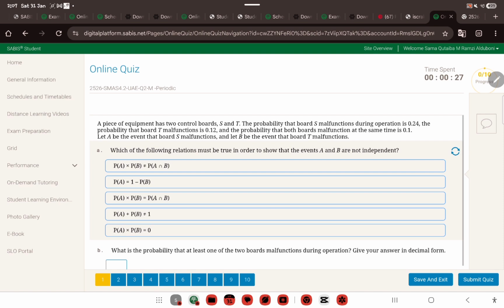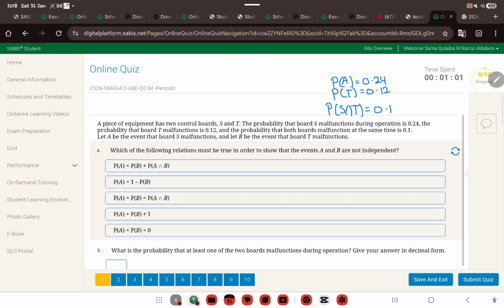The probability that S malfunctions is 0.24. The probability that board T malfunctions is 0.12. And the probability that both boards malfunction at the same time, the intersection of S and T, is 0.1. Let A be the event that board S malfunctions, so we can change this one to A.